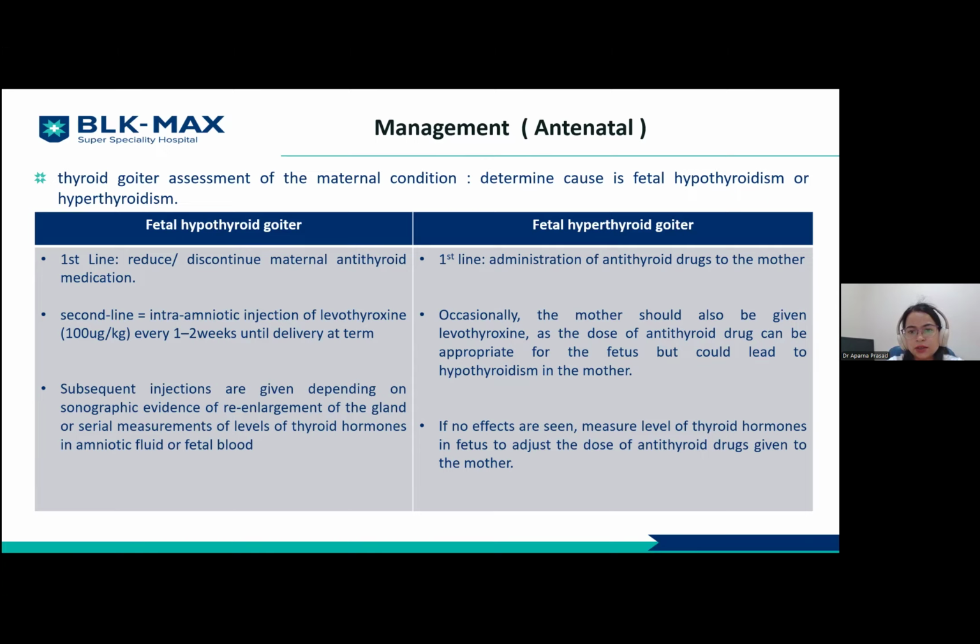In fetal hyperthyroid goiter, first line management is to administer or increase the dose of antithyroid drugs to the mother, which can be sufficient to maintain the thyroid levels of the fetus. But subsequently, it can cause hypothyroidism in the mother, so we can always supplement the mother with levothyroxine. If no effects are seen, we can do cordocentesis or amniocentesis to look for the exact values of the thyroid function test.